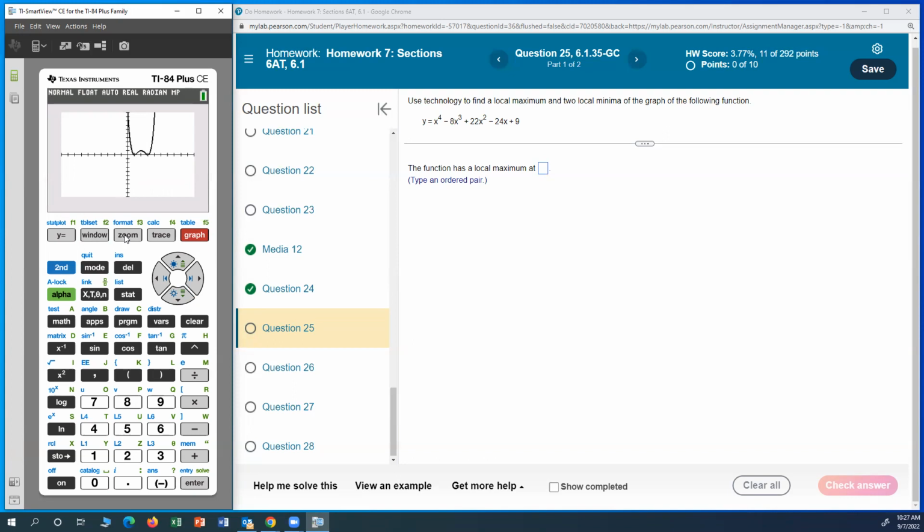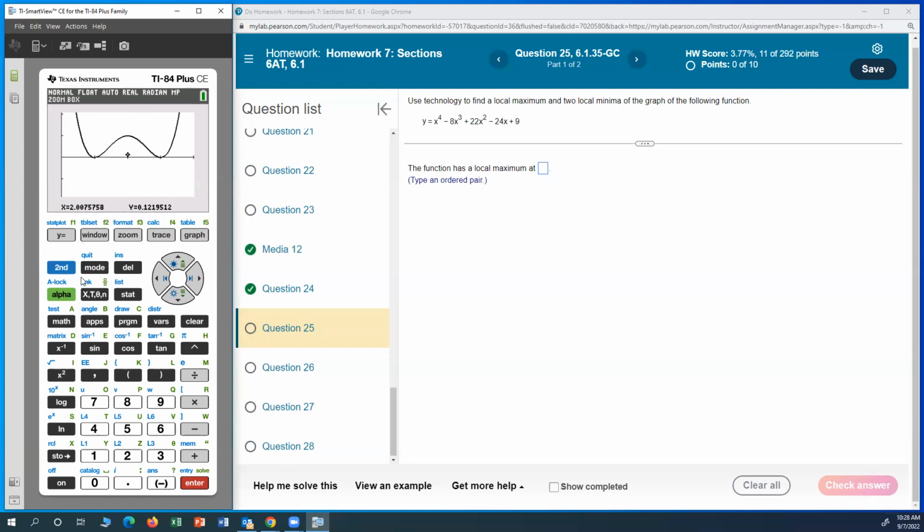And what I might do is just zoom in on that part of the graph. So I'm going to hit zoom. I'll go to Z box. And I'm just going to make a box. I get my cursor up to where I want the corner of my box to be. Hit enter. And I'm going to make a box around the part of my graph that actually has the maximum and the minima. Okay, and hit enter. Now I have a really clear vision of what I'm looking at.